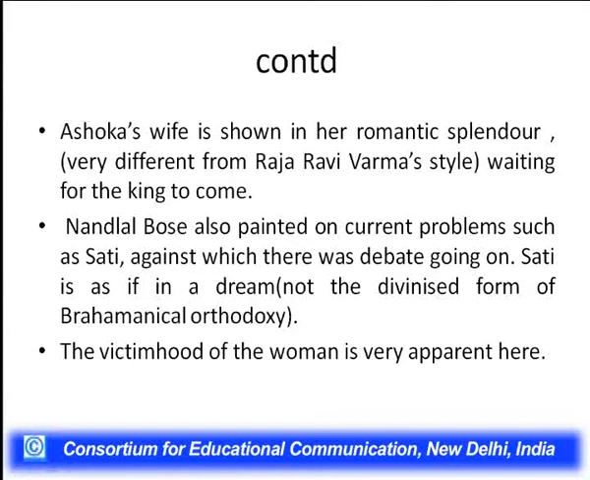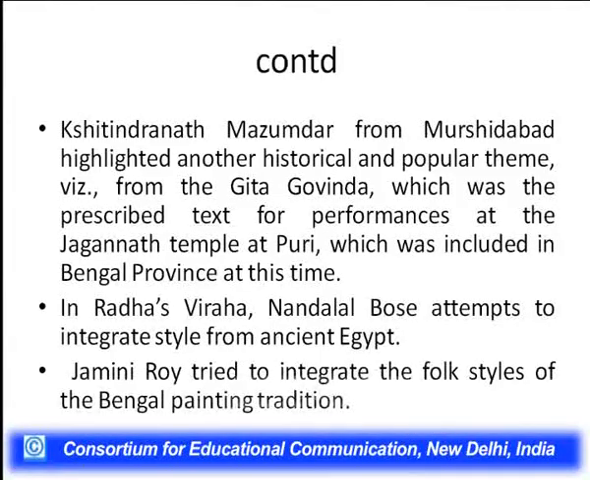So most of these paintings show the victimhood of women, which was definitely a reality during the late 19th and early 20th century, an idea that was clearly picked up by most of the artists of the Bengal school. So therefore, they were definitely a step ahead. They were not only focusing on beauty or perfection or femininity, but they were also picking up issues that needed attention. Then Kshitendranath Mazumdar, in his paintings on Geet Govinda, which I also had shared with you.